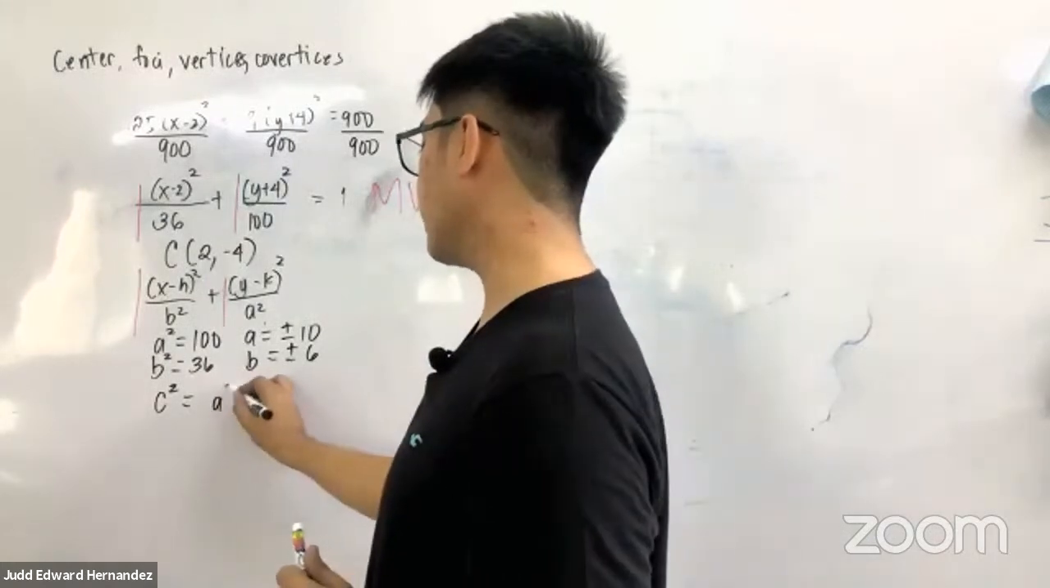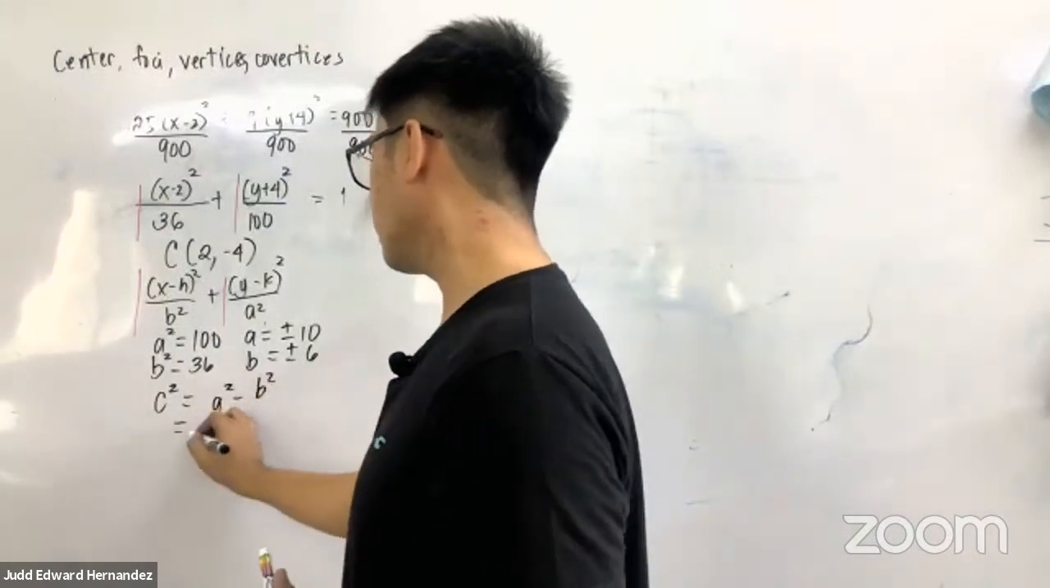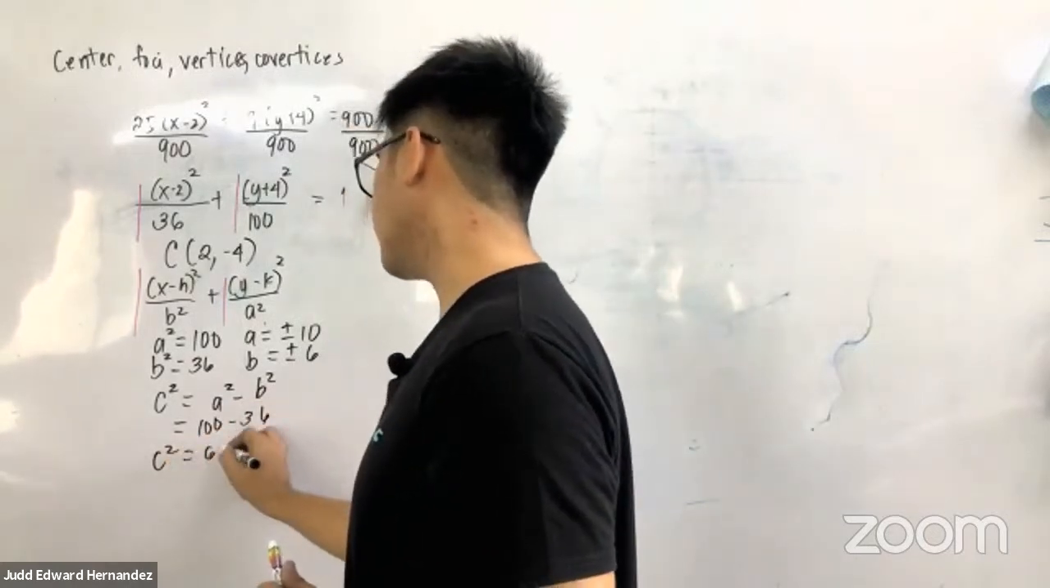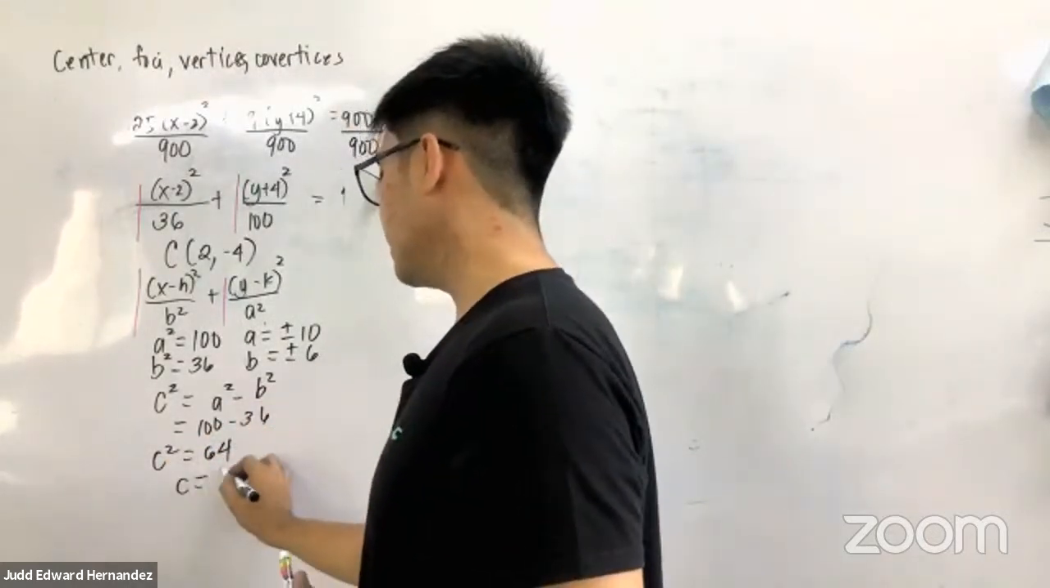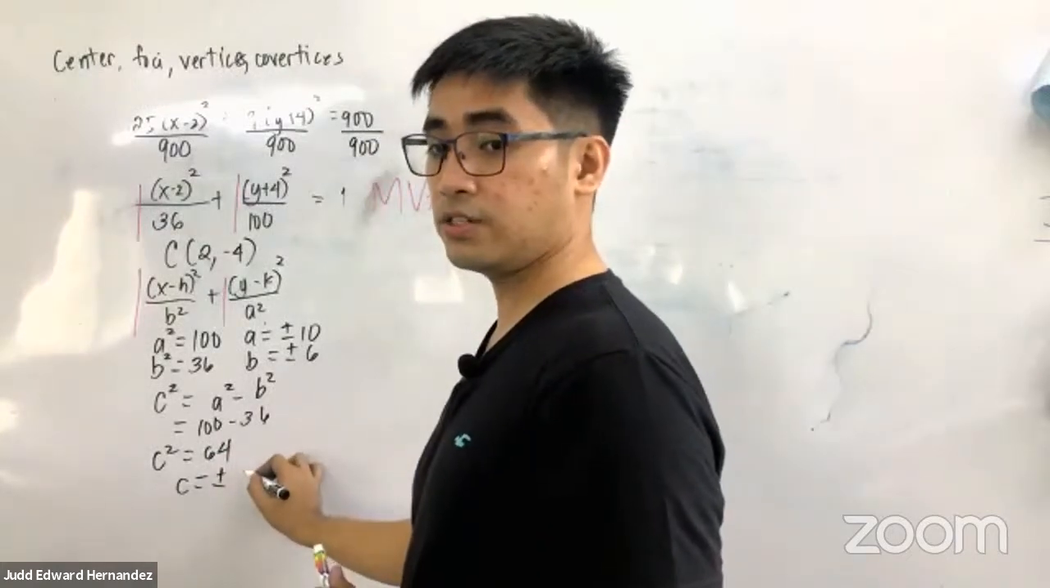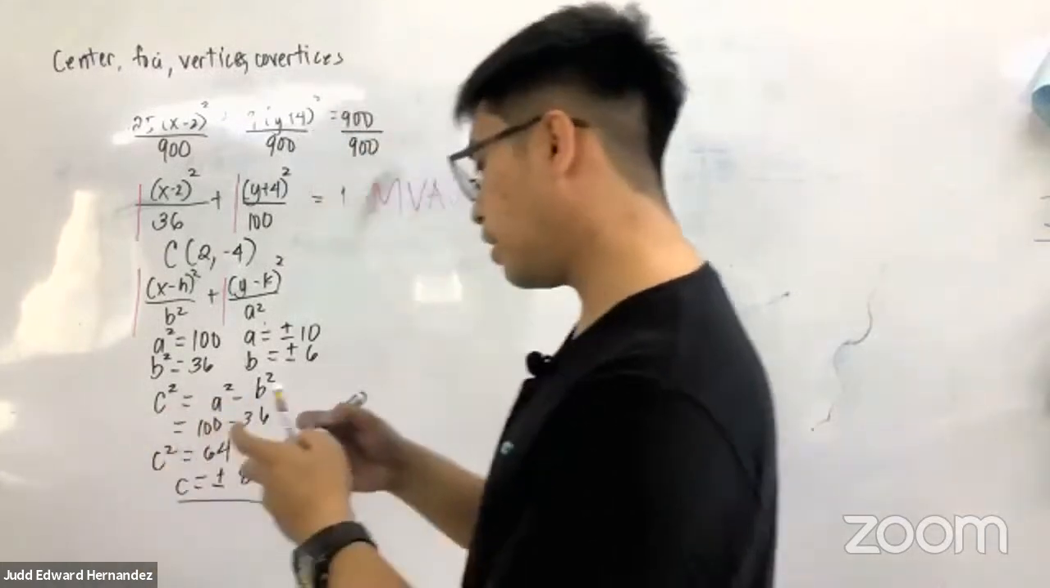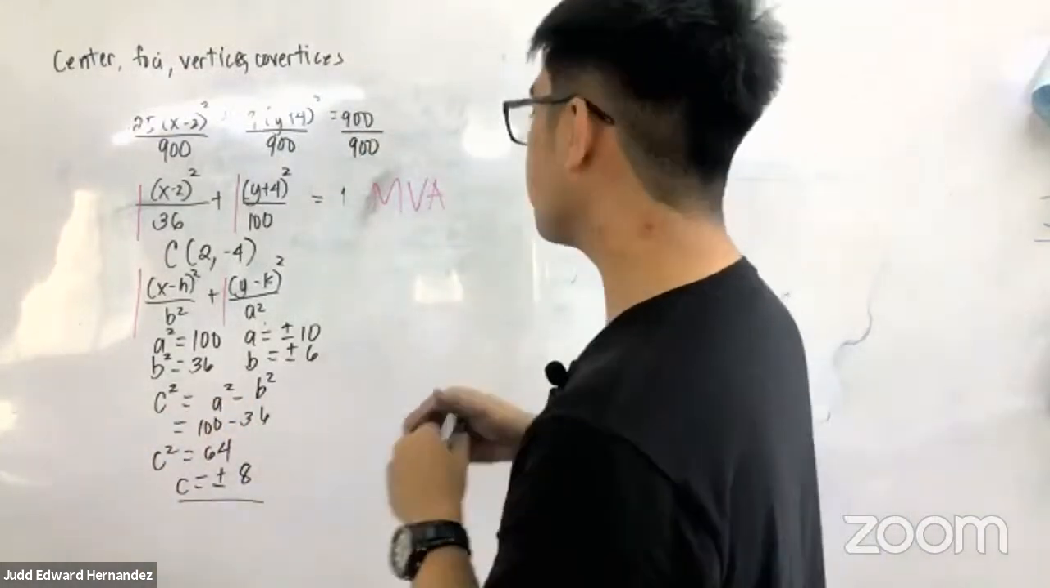Our c squared is a squared minus b squared. Therefore, that is 100 minus 36. Our c squared would be 64. And that c is equal to plus minus what? Plus minus 8. Okay. So, kompleto na tayo: A, B, and C.